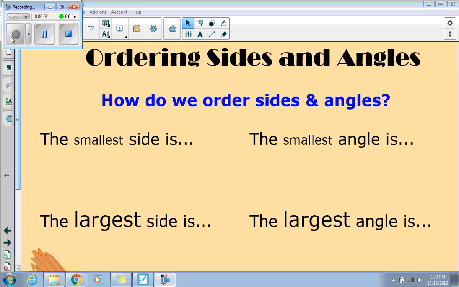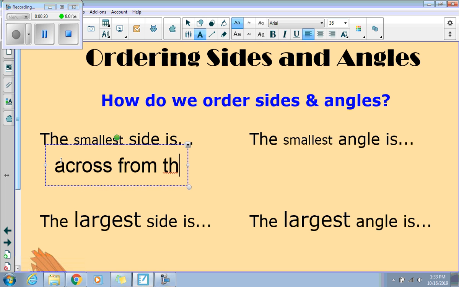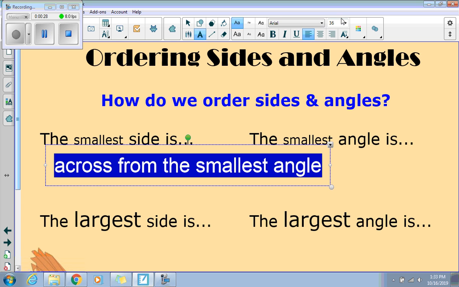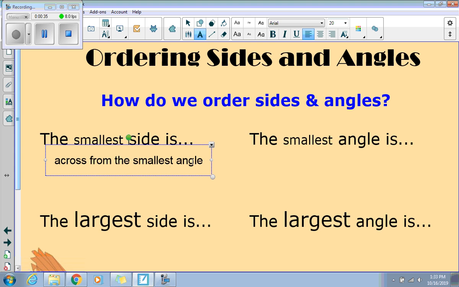In this video, I'm going to be talking about ordering sides and ordering angles of triangles, as well as isosceles and equilateral triangle properties. So when we're talking about ordering sides, we need to understand that the smallest side is going to be across from the smallest angle. Okay, so the smallest side is across from the smallest angle, which means this larger side is going to be across from the largest angle.